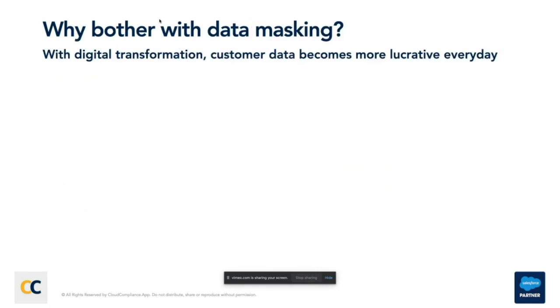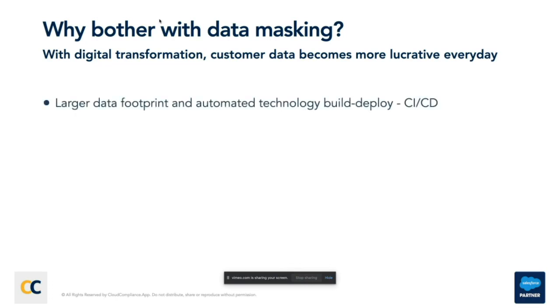What are other reasons to bother with data masking? The fundamental thing that has happened with COVID and with data transformation initiatives everywhere is that we are amassing a ton of data, and it is becoming more and more attractive for state sponsored actors, for hackers, for malware, for disgruntled employees. So this larger data footprint means that we have a bigger risk.